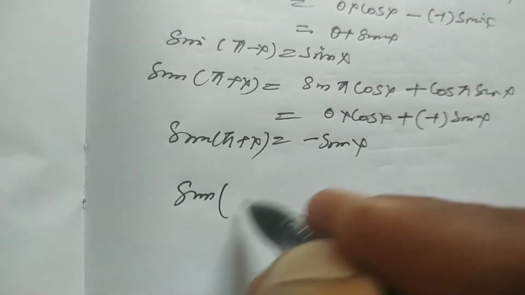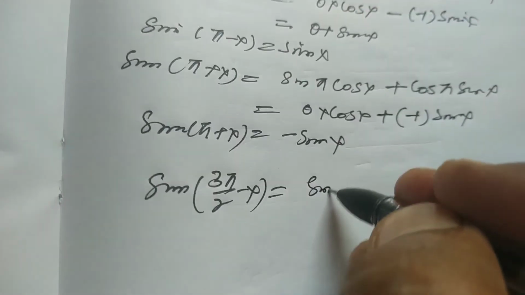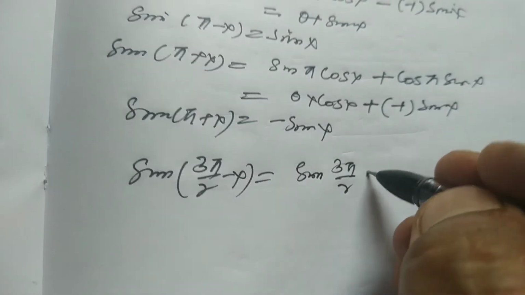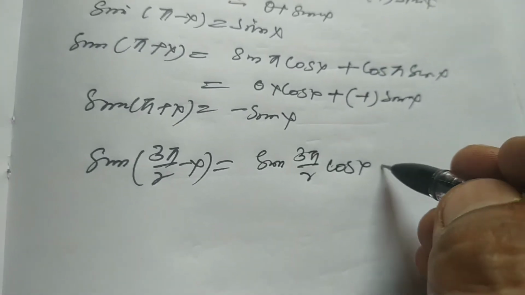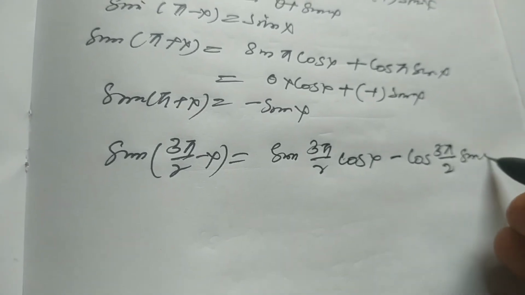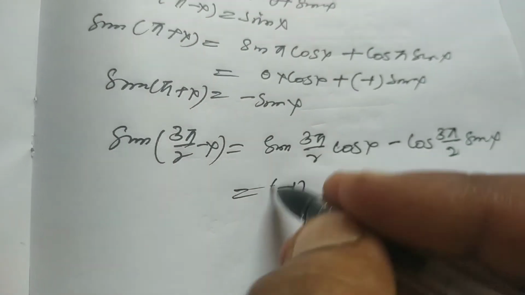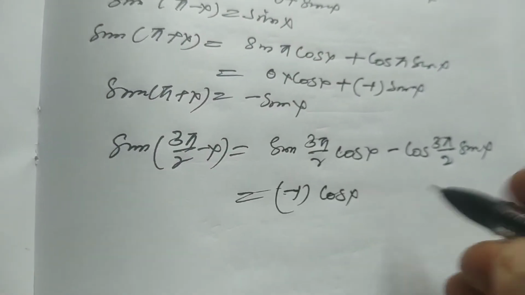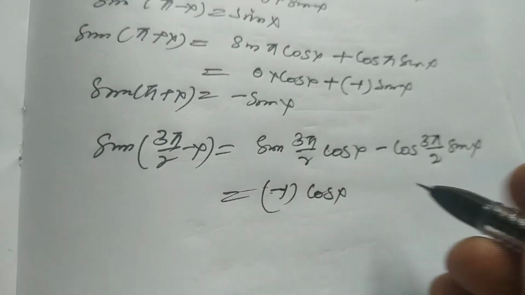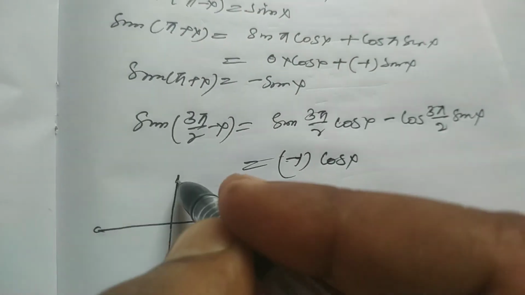Now sin(3pi/2 - x) is equal to sin(3pi/2) cos x minus cos(3pi/2) sin x. Listen to this one. This sin(3pi/2) is minus 1 into cos x, and if you have any confusion, see this one.